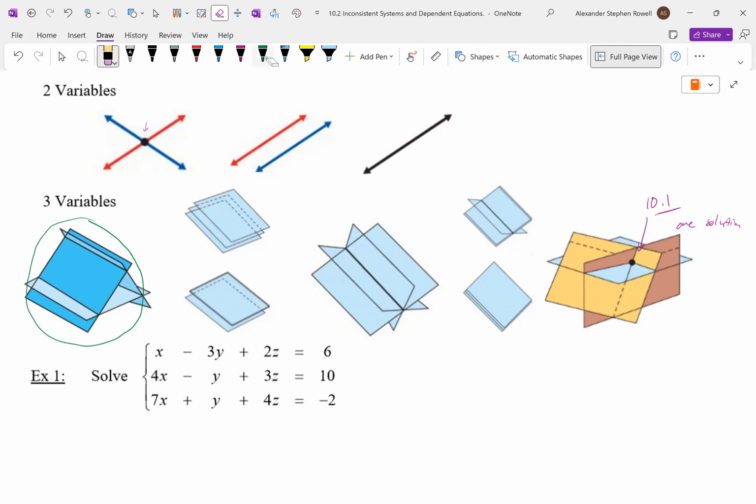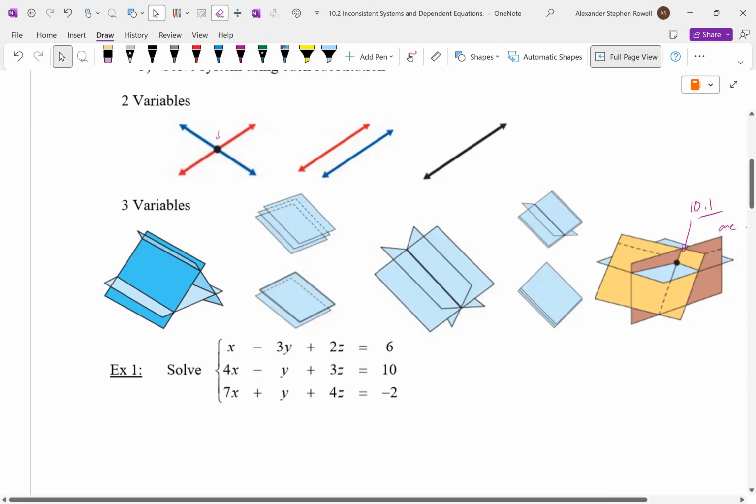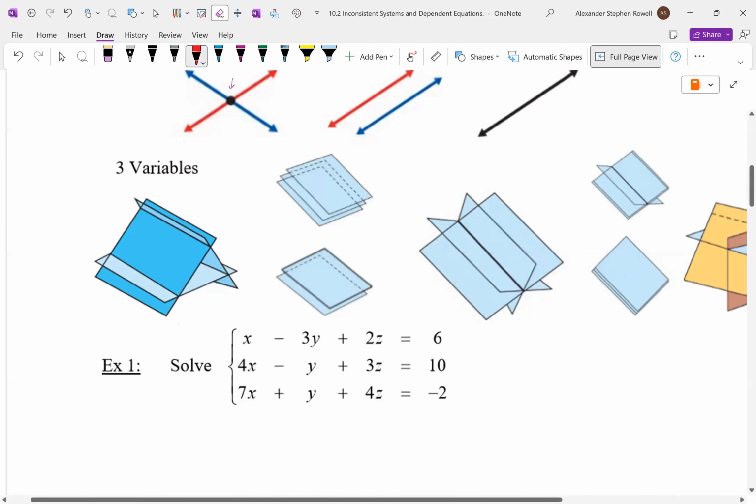In this scenario, do you think this is an inconsistent system or a dependent system? So dependent means infinitely many solutions. Inconsistent means all 3 are not true simultaneously. So for instance, this point here is on the dark blue plane and this light blue plane, right? But this point is not on this last plane here. Does that make sense? So can you tell that there is no point that is on all 3 planes? Always one is missing. So this is what we call an inconsistent system.